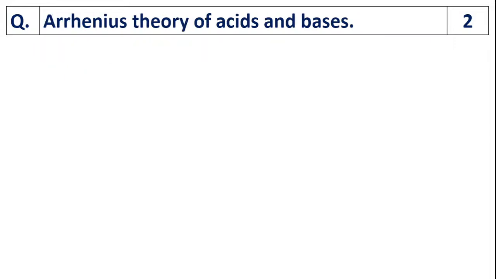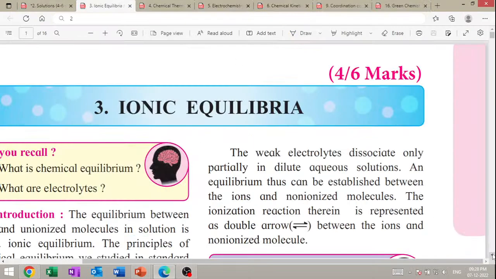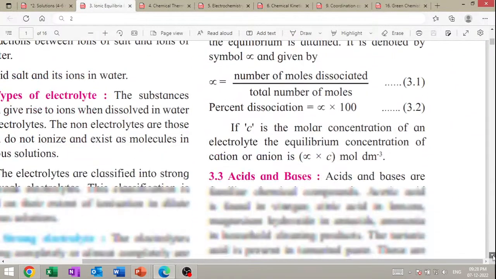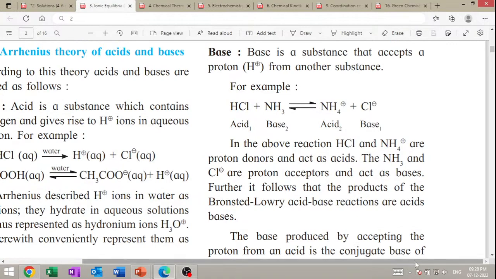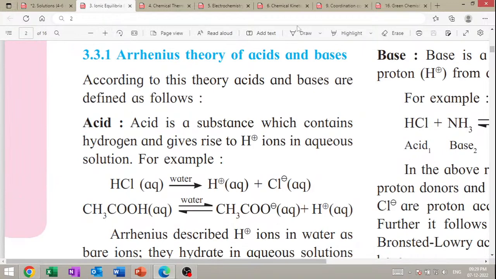Next is the Arrhenius theory of acids and bases. This is a very important question, the Arrhenius theory in ionic equilibrium. Just define it. Define the acid, define the base, with one example.